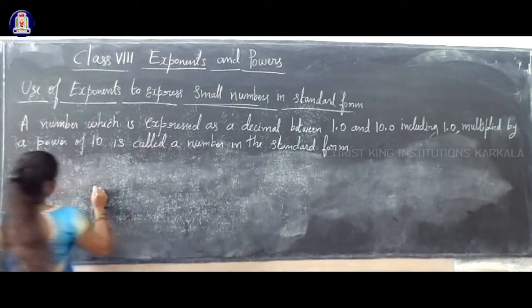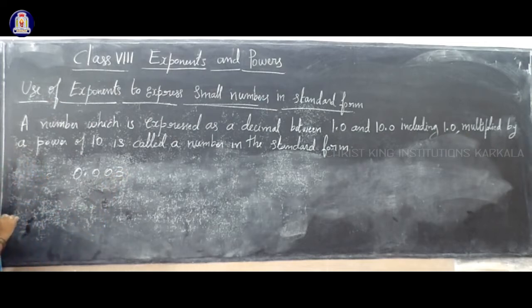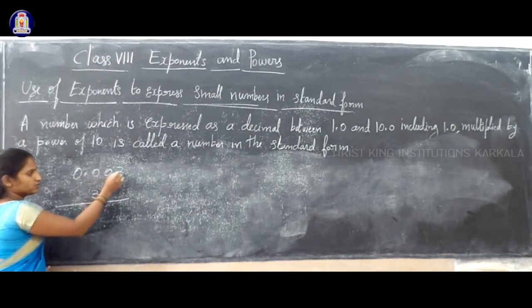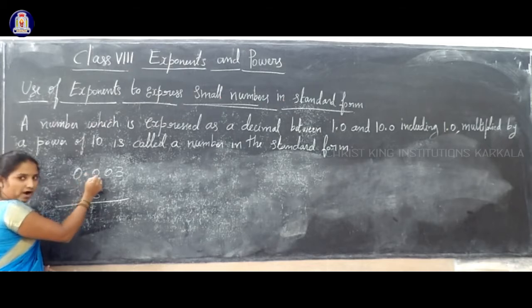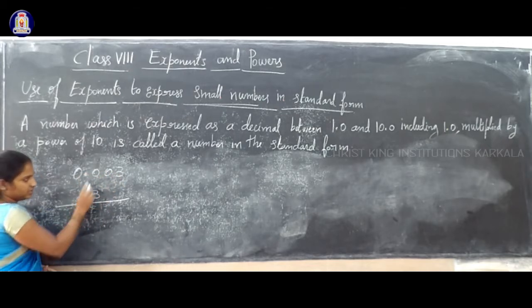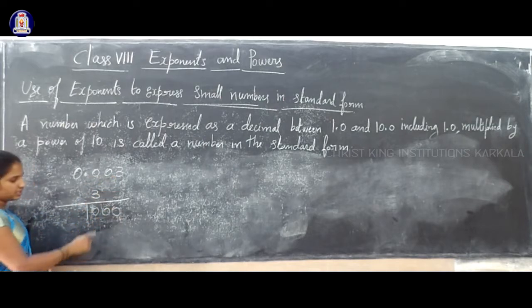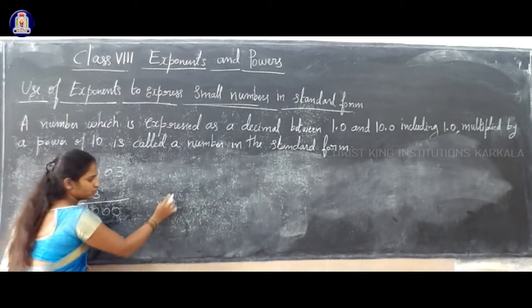See, we can write 0.003 as 3 by, this is another way, okay? 0.003 can be written as 3 by, after the decimal point, how many digits are there? 3 digits, right? So this can be written as 1, 2, 3, so 1000. This is a method.